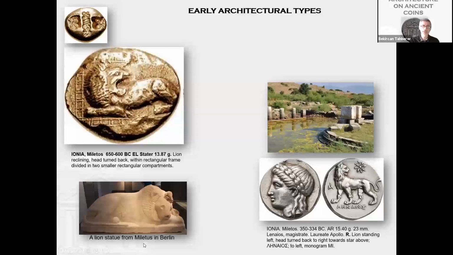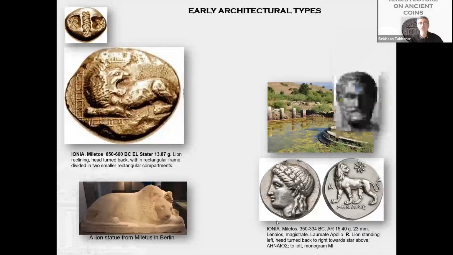And here is a sculpture from Miletus, located in Berlin at the moment. This is the picture of the ruins presently. And here is another coin, about 300 years after the first one, showing us that the city continued using its symbol, a lion turning his head back and roaring. In this case, it's not reclining, it's walking, but all the same, it's the same type.